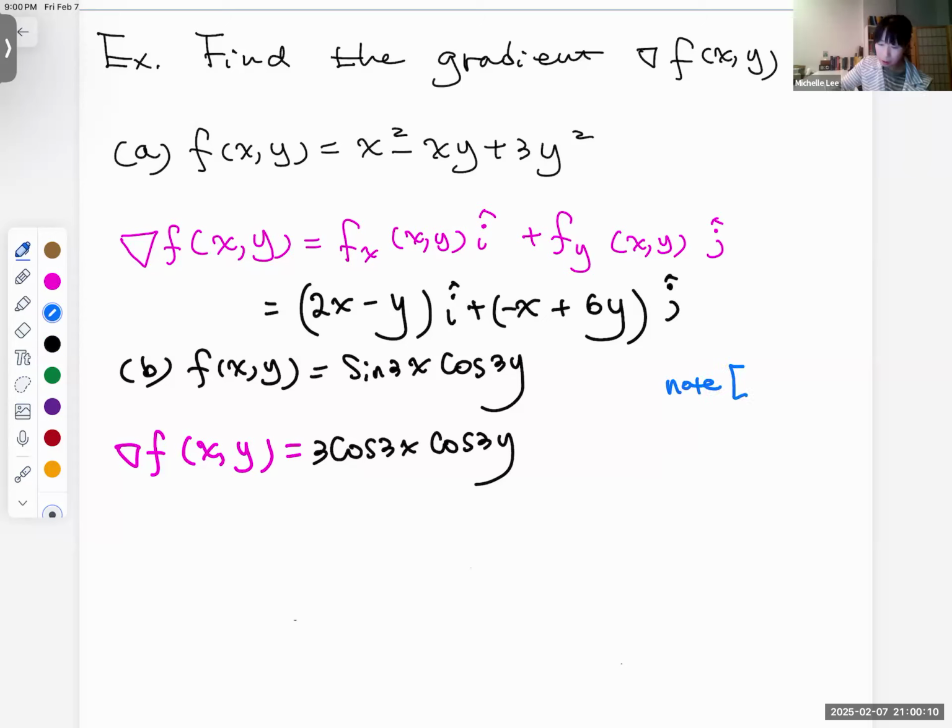Let me read. You might be a little bit confused. So 3 cosine 3x, yeah? And cosine 3y is constant. So we have a chain rule. Okay. That's for the partial derivative with respect to x.